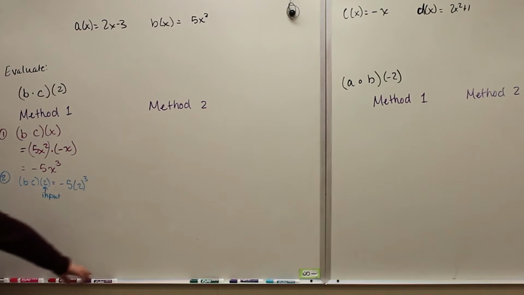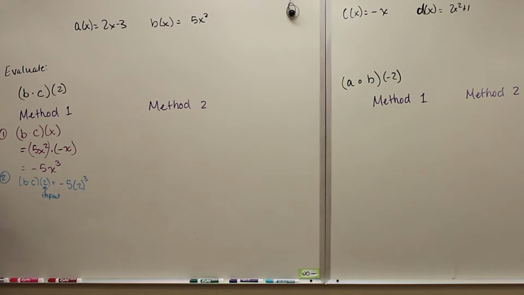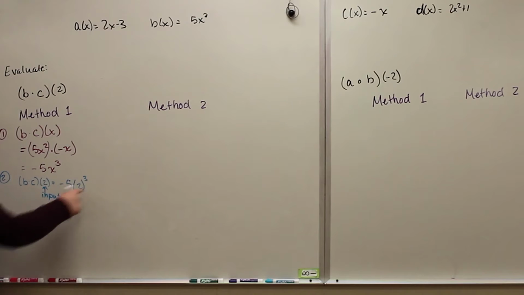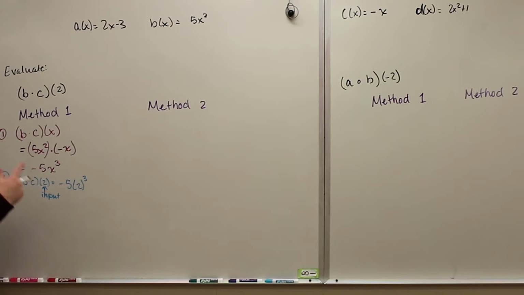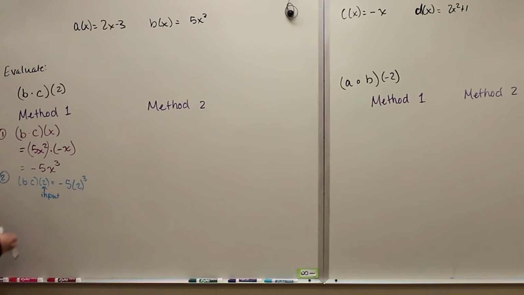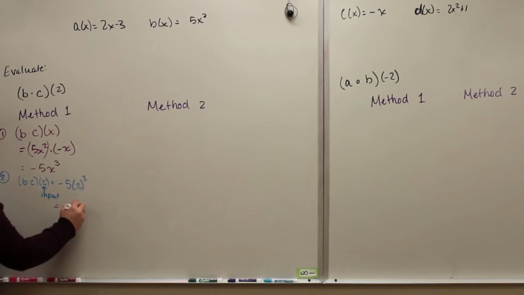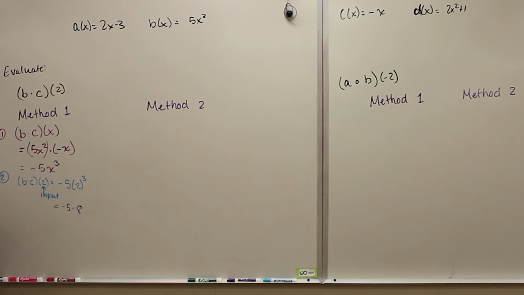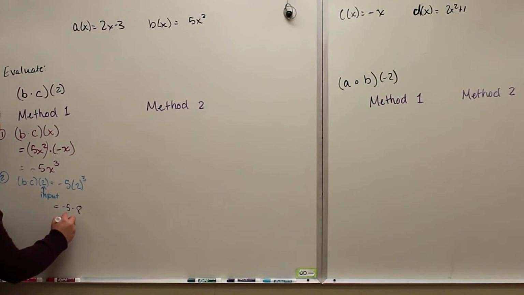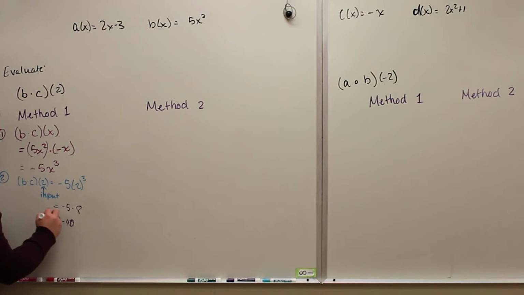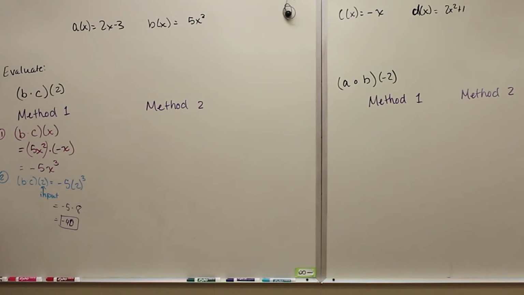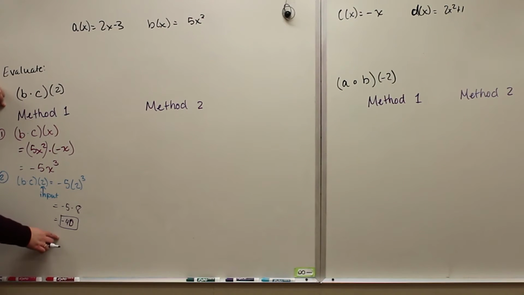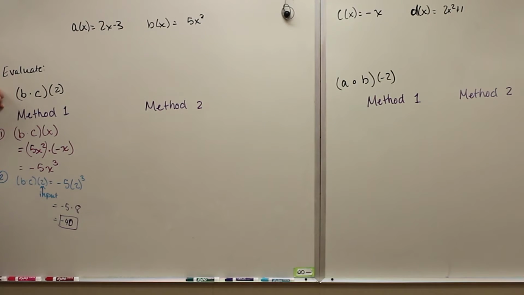Okay, well, let's follow order of operations. 2 to the third power, so 2 times 2 times 2, that gives me 8. So negative 5 times 8 gives me a negative 40. So b times c of 2 equals a negative 40. This is method number 1.